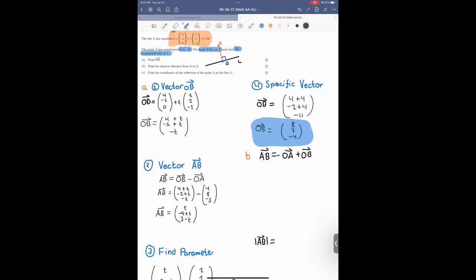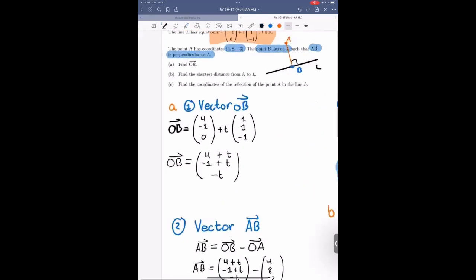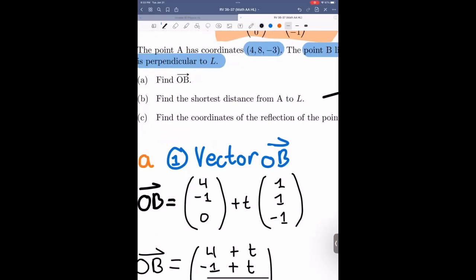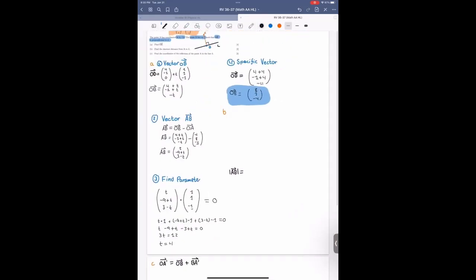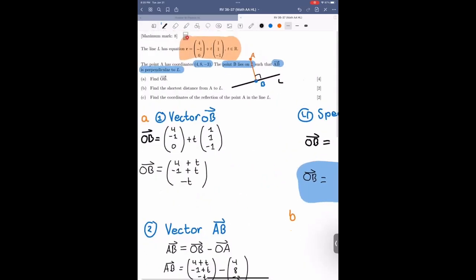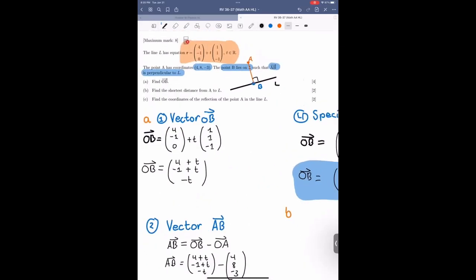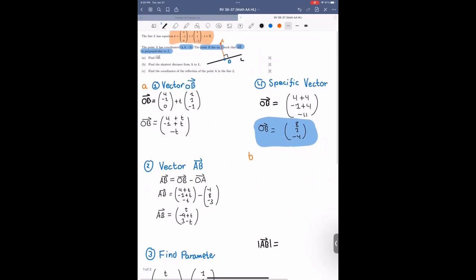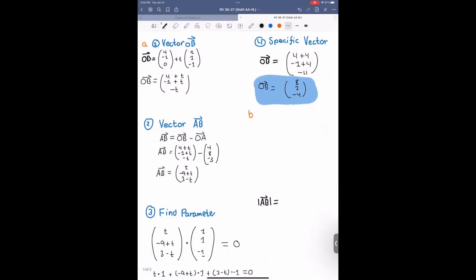Right. Now, for part B, we are asked to find the shortest distance from A to L. Now, the shortest distance that point A can be from L is if vector AB is perpendicular to line L. Therefore, we can just find the magnitude of vector AB, and that will give us the shortest distance.